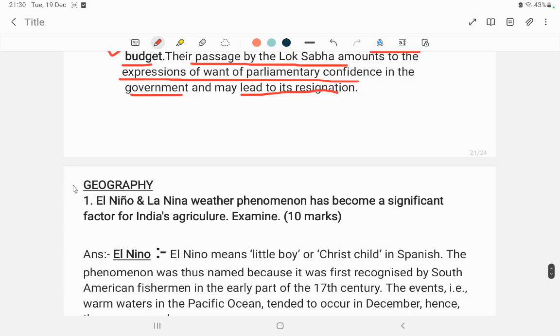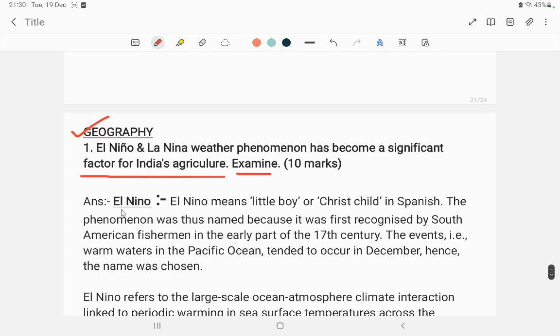Next, geography. The question is: El Nino and La Nina weather phenomena have become a significant factor for India's agriculture. Examine. So El Nino and La Nina, what is their impact on India? El Nino means little boy or Christ child, found more along the Peruvian coastline, that is South America. It is usually observed in December.